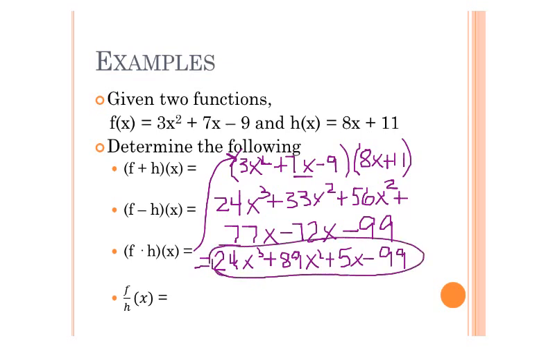And then dividing the two, we are just going to write them as a fraction. So 3x squared plus 7x minus 9 over 8x plus 11.